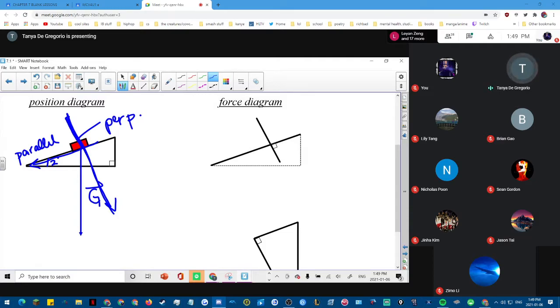Okay, so now I want to draw a force diagram. So what do you guys think? This here? Find gravity. Yeah, this is gravity. This is not gravity. Which force is this? Perpendicular. Yeah, that's my perpendicular force. Good. So I'm just going to call it G perp. And then my force of gravity, I'm going to keep vertical. Okay.